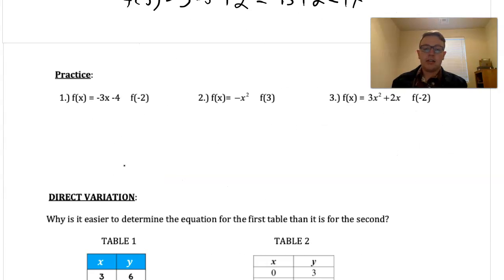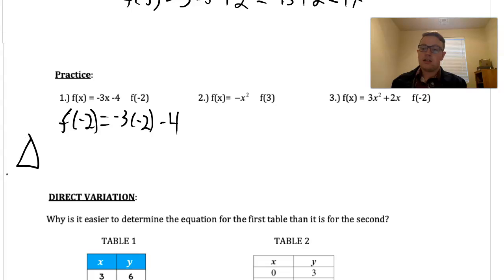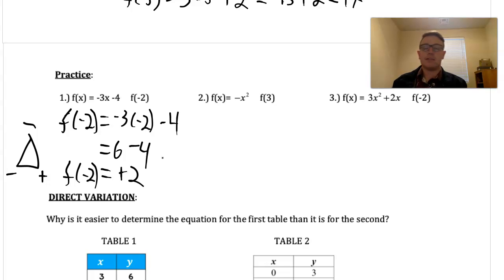All right, now you guys do this one, we'll do this one together, and then you'll do that one. So what do we do with this? We substitute in a negative 2 anywhere there's an x. This becomes negative 3 times negative 2 minus 4. Negative times a negative. Remember our triangle. We have negative, negative, positive. So a negative times a negative gives us a positive, making this negative 3 times negative 2, giving us 6 minus 4, or f of negative 2 is equal to positive 2, not negative 2.